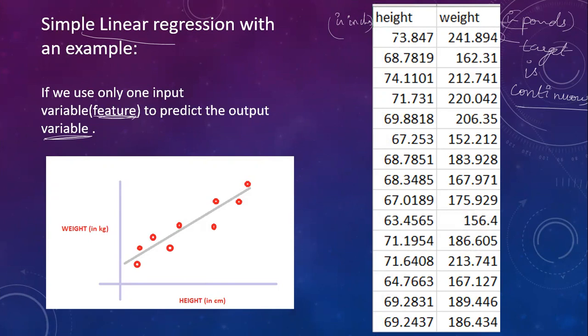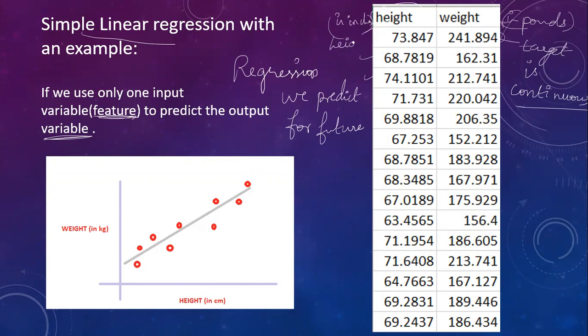So someone whose height is 73.8 and the weight is given as 241.89. That way the data is given for height and weight. And using the concept called regression, we predict the value for the future. So simple linear means with only one feature, that is height here.